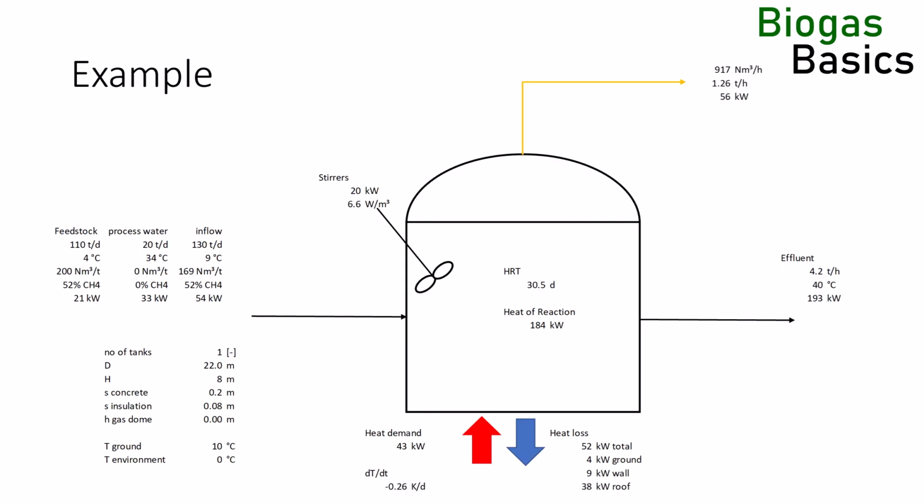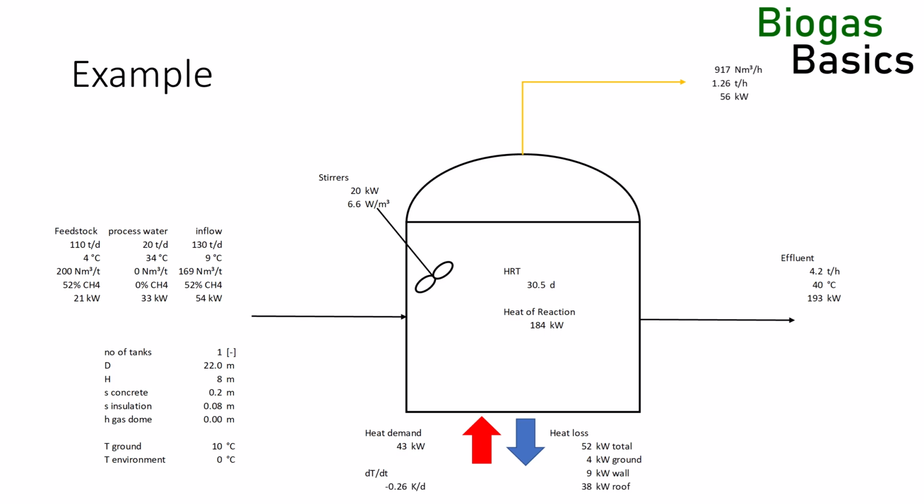We have a single digester with an internal diameter of 22 meters, a height of 8 meters, and a volume of 3,041 cubic meters. The tank wall is 20 centimeters concrete and 8 centimeters insulation. The tank has an insulated concrete roof and base plate. The digester is fed with 110 tons per day. The feedstock has a yield of 200 cubic meters per ton. The biogas has 52% methane.